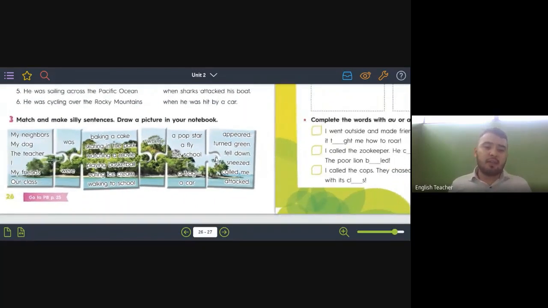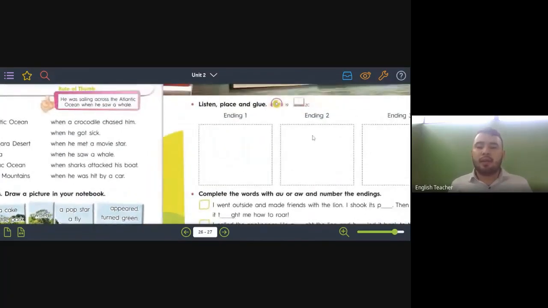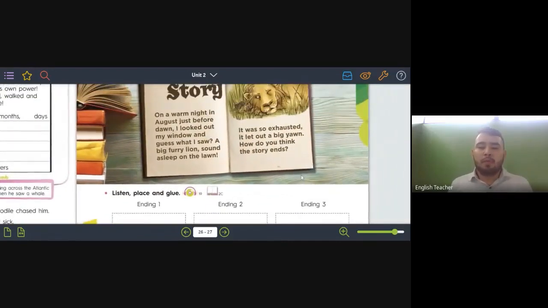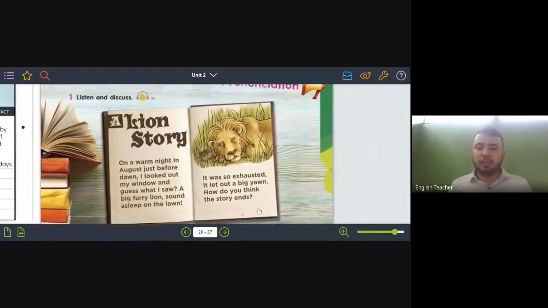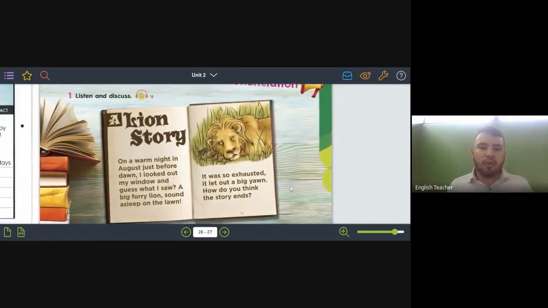That is the end of page 26. So remember that we need to move quickly on this one, because we do not have enough time, as our festival is coming and we have to work on that as well. So we have to move on. As you can see here, we have the lion story. What's that?